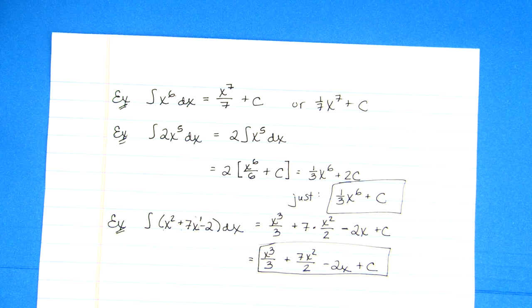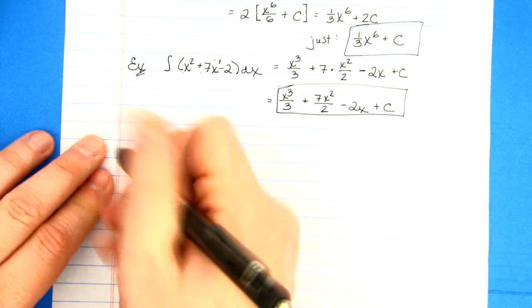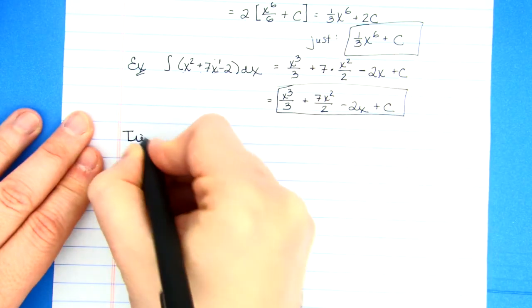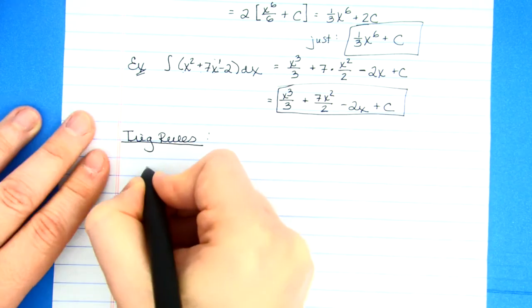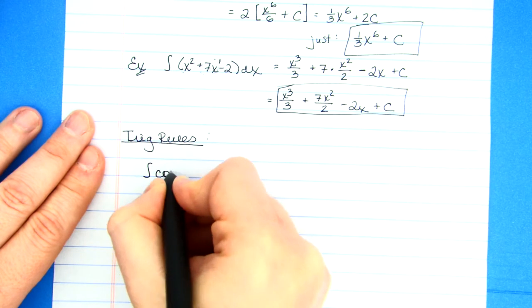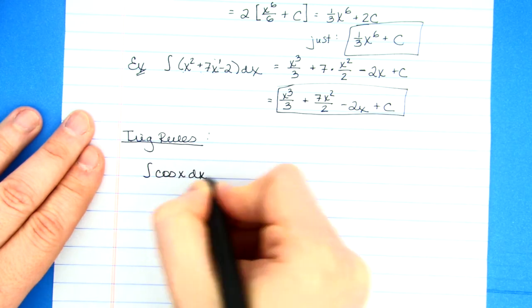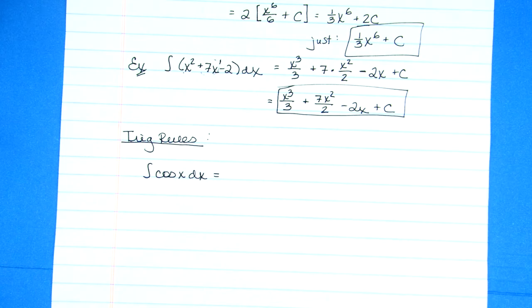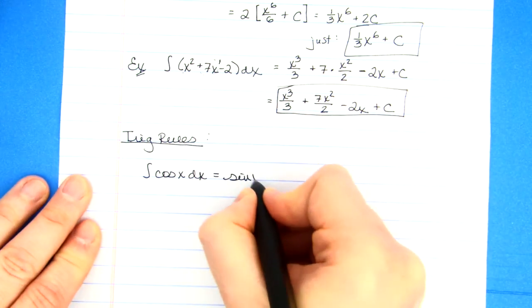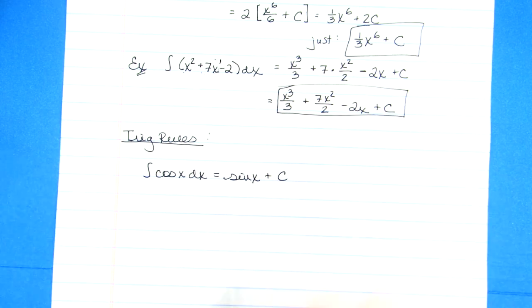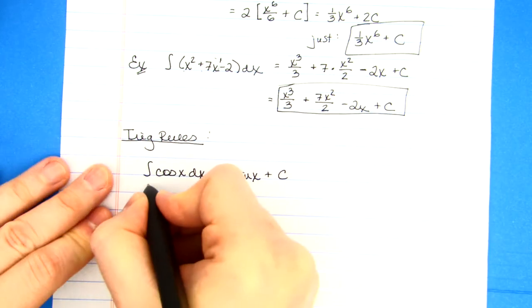Next, I've got some trig rules for you that will all come from using what we know about derivatives. The integral of the cosine of x dx is like me asking you what has cosine x dx as its derivative. And what would you say? What's the integral of the cosine of x? I hope you said sine x, and I also hope you added a plus c at the end. Integral of cosine x dx, sine x plus a constant.